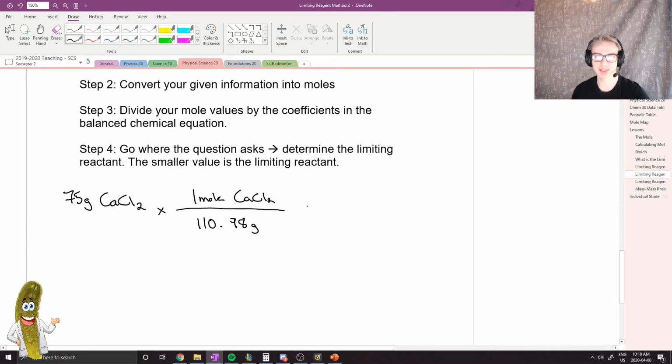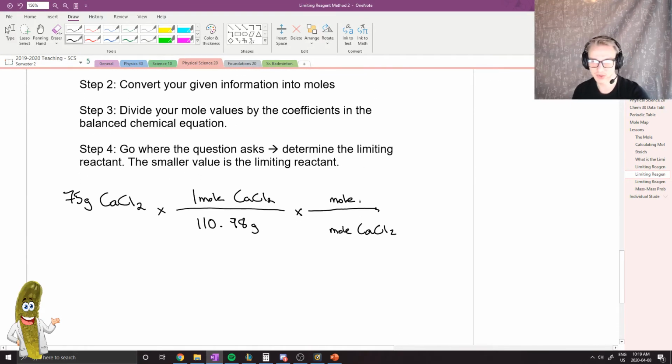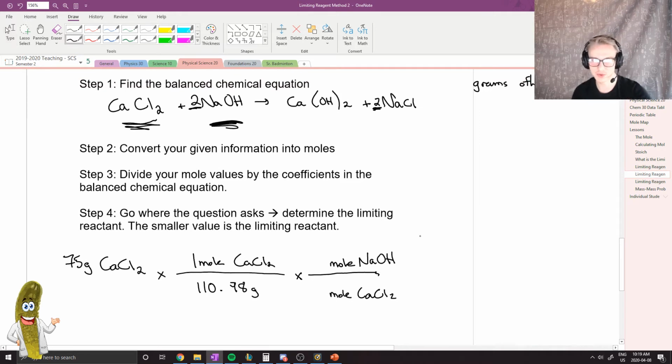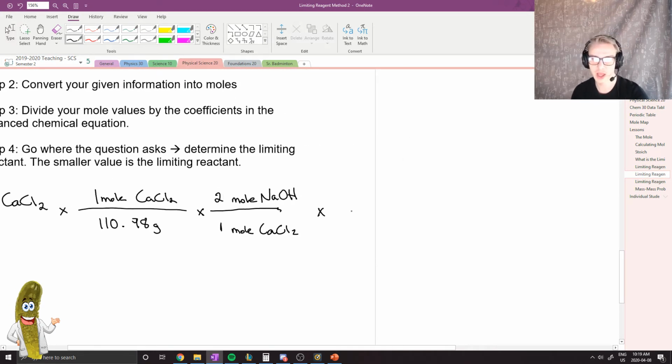So now that we're in moles of CaCl2, what I want to do is use my stoichiometry skills and convert from moles of CaCl2. I actually don't want to use 1 here. I want to convert from moles of CaCl2 into moles of my other reactant. So I want to convert into moles of this 2NaOH. So I want to get into moles of NaOH. And what I'm going to do here, as with stoich, is I'm going to plug in the balancing coefficients. So we know that from this reaction, it requires 1 mole of CaCl2 and 2 moles of NaOH. Now that I'm in moles of NaOH, I'm just simply going to go into grams of NaOH.